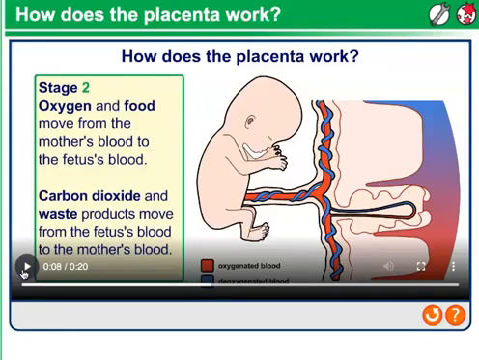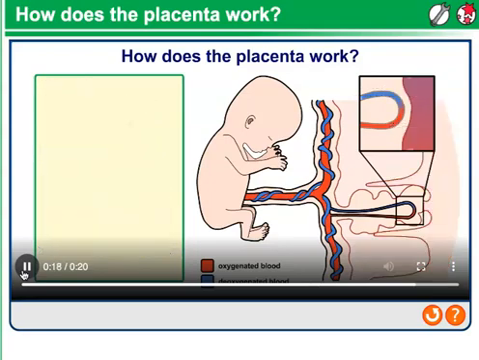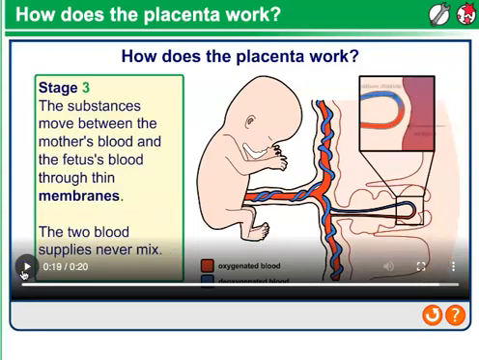In stage 2, oxygen and food move from the mother's blood to the fetus's blood. Carbon dioxide and waste products move from the fetus's blood to the mother's blood. In stage 3, the substances move between the mother's blood and the fetus's blood through thin membranes. The two blood supplies never mix.